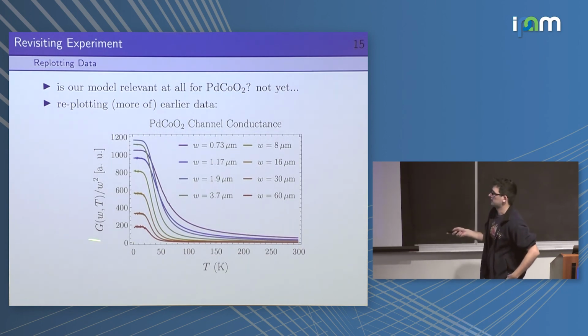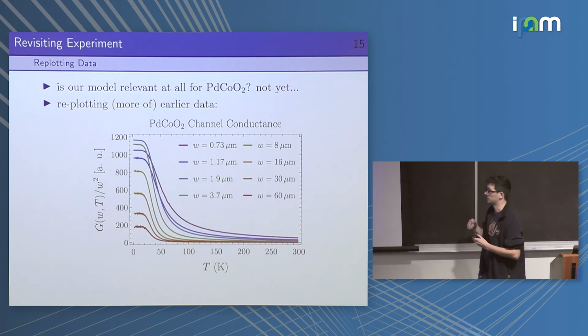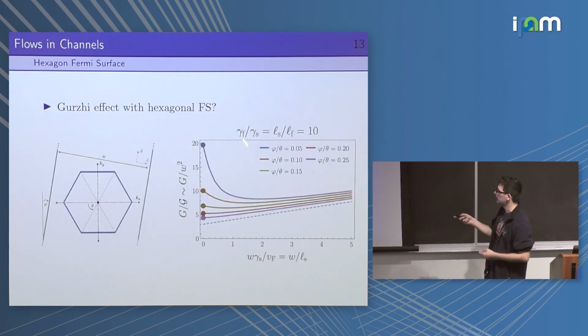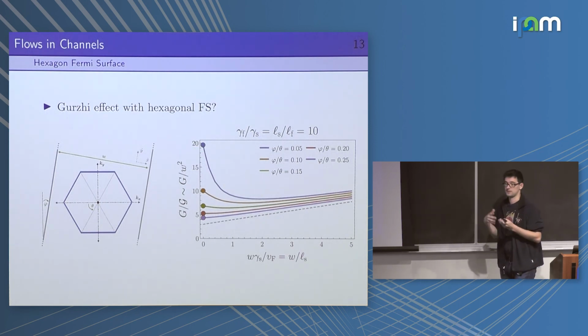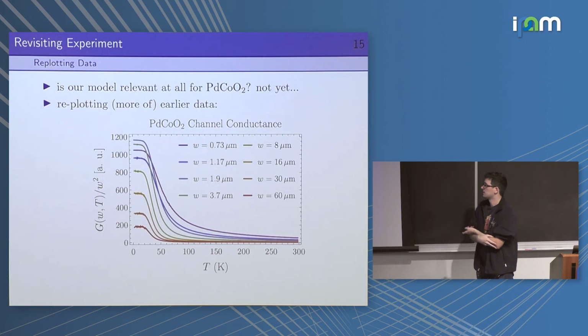Again, we're plotting conductance divided by W squared. So this is the ballistic limit: at low temperatures, all of these curves are constant. That's G over W squared. As a function of temperature, we see that the conductance is always a monotonically decreasing function. So that's not fatal, because as we saw here, it would be possible to have a decreasing conductance as a function of temperature. But it's maybe a little bit surprising.